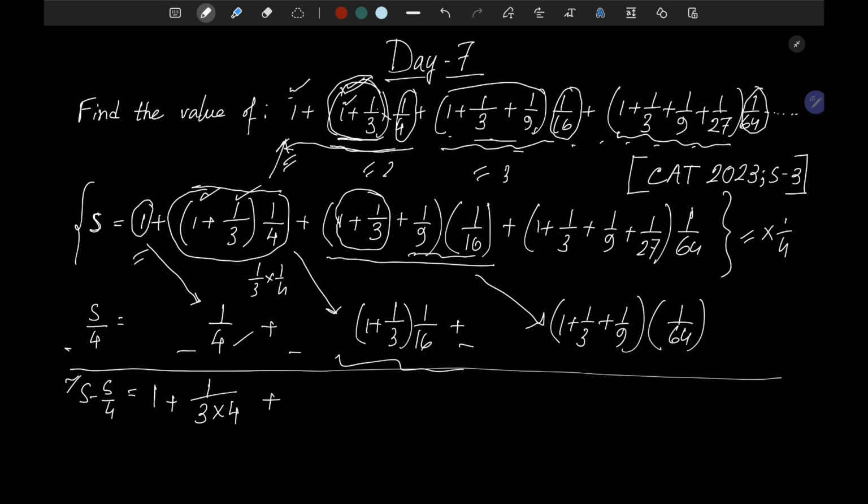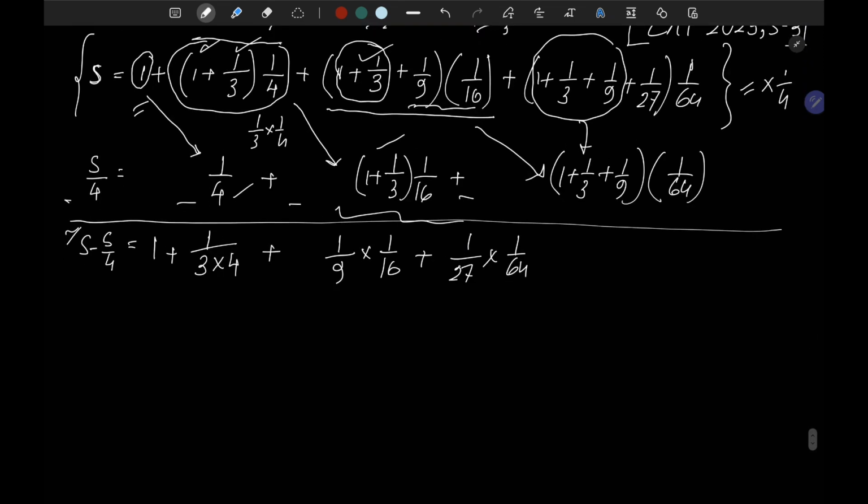For the third part, these things will go out and we will have only 1 by 9 into 1 by 16. For the next part, this whole thing will go out and we will have 1 by 27 into 1 by 64. Now here you have 3 into 4, or you can write it as 1 by 12.